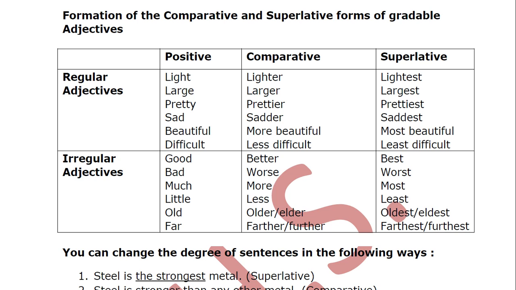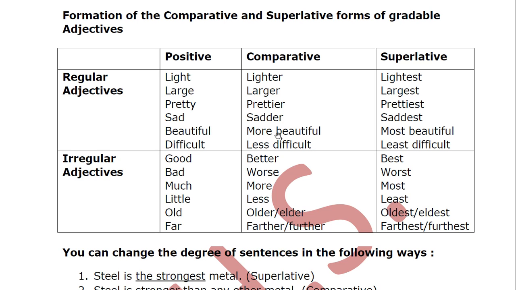Sad, just one syllable. Sadder, saddest. But here remember two D's are there. And here, you remove the Y and add IER. Remove the Y and add IER. Beautiful becomes more beautiful, most beautiful. Difficult becomes less difficult or more difficult, and least difficult. So here you can also say less beautiful or least beautiful. Here you can also say more difficult or most difficult.